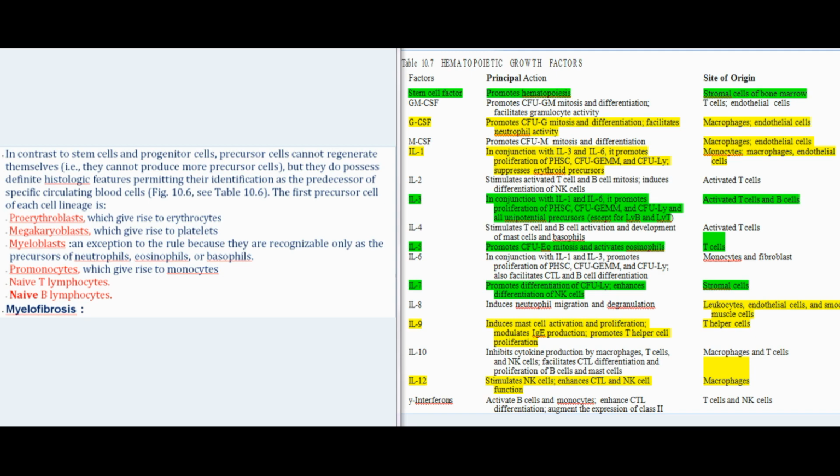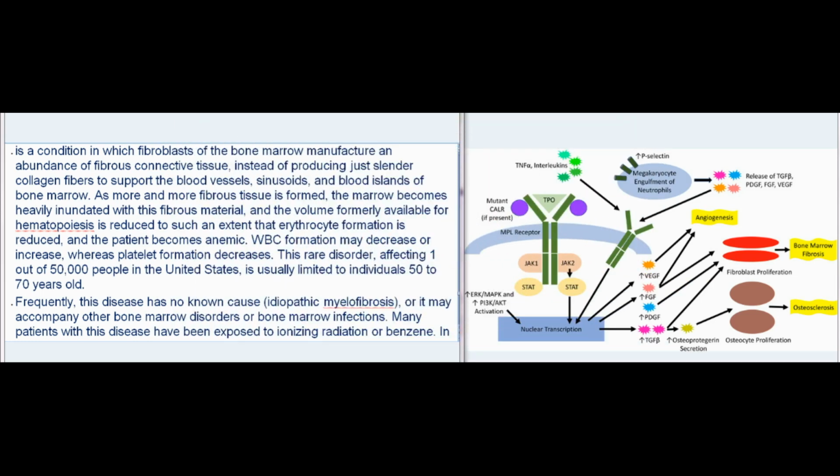Naive B lymphocytes. Myelofibrosis is a condition in which fibroblasts of the bone marrow manufacture an abundance of fibrous connective tissue, instead of producing just slender collagen fibers to support the blood vessels, sinusoids, and blood islands of bone marrow. As more and more fibrous tissue is formed, the marrow becomes heavily inundated with this fibrous material, and the volume formerly available for hematopoiesis is reduced to such an extent that erythrocyte formation is reduced, and the patient becomes anemic. WBC formation may decrease or increase, whereas platelet formation decreases.